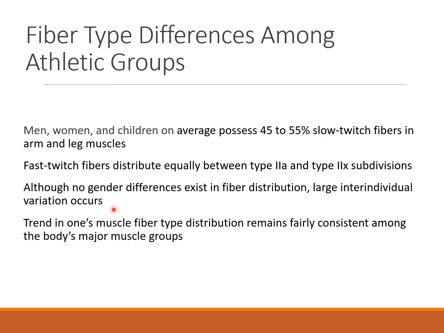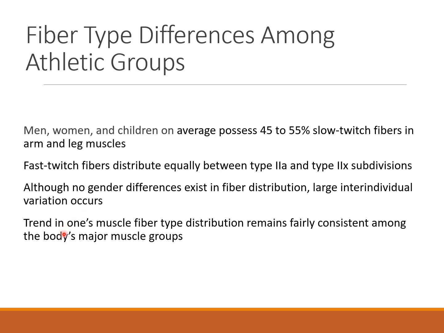So, males aren't going to have more type 2 fibers than females. That's not an actual physiological correlation between sex and fiber type. But if you train for a particular activity, like if you are a marathon runner, like I said, you're going to have more type 1 versus a sprinter who is going to have more type 2.